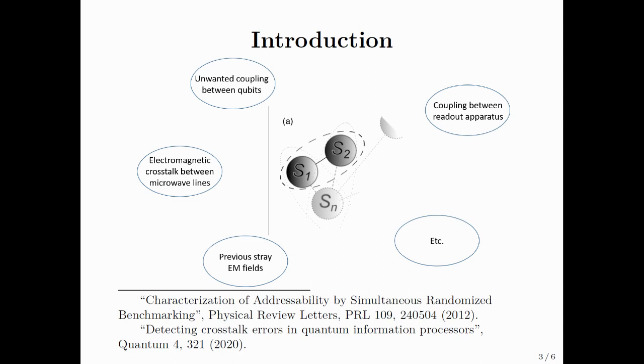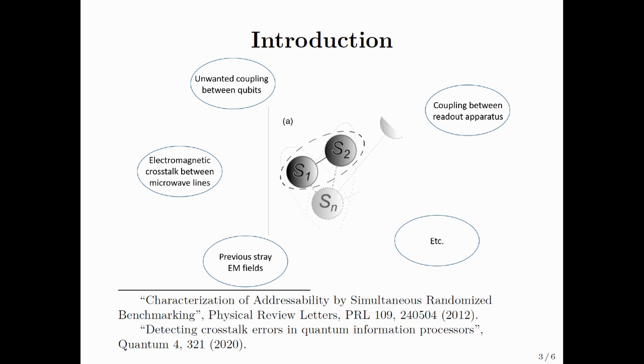For some concrete examples, here I show some possible issues that can affect single-qubit control in superconducting quantum computer systems, such as coupling between readout apparatus or stray EM fields in time. The unwanted influence between qubits is usually called crosstalk.